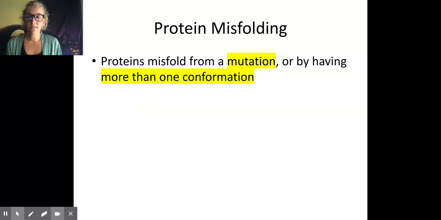Proteins can misfold in a couple of different ways. One way is if there is a mutation. If there's a mutation in the genetic code, even one letter, that mutation can cause an imbalance in those attractive forces between molecules. And if there's even one wrong fold, that'll cause a big problem. Or if there is more than one conformation, meaning it's a complex fold, then it's likely that there could be misfolding as well.